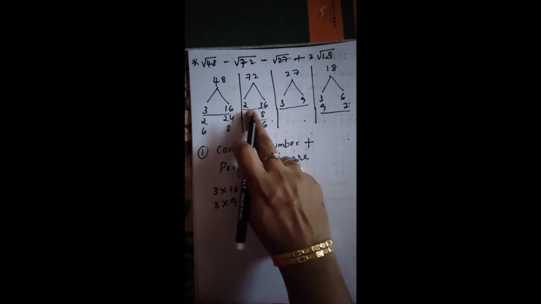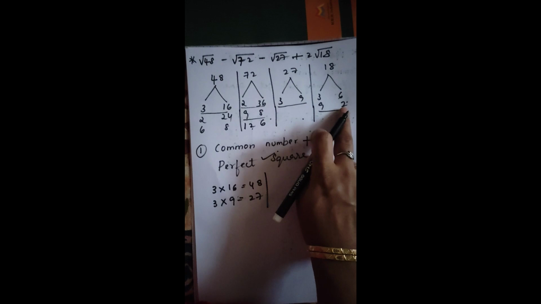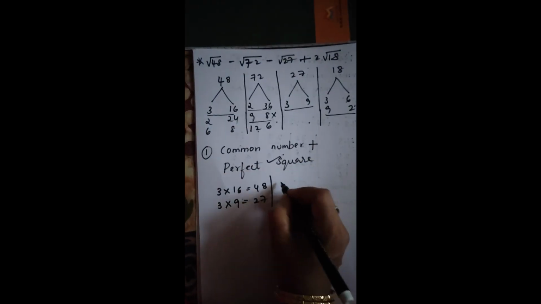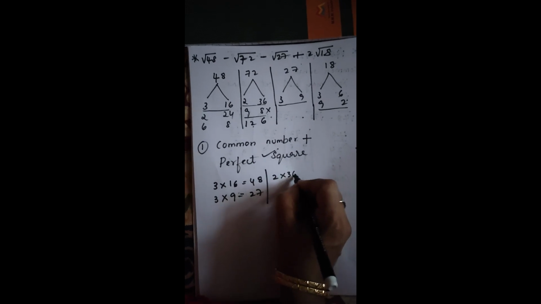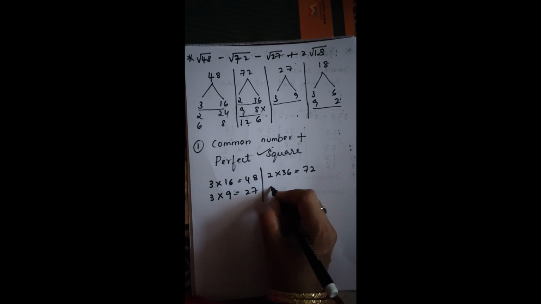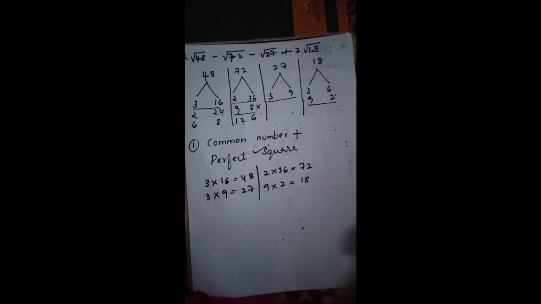Next, 2 is common here. Here also 2 is common. 8 is not common. So you got it. Cancel it. 2 and 36: 2 into 36, how much? 72. Then 9 into 2 is equal to 18. 3 common, 2 common. Done.